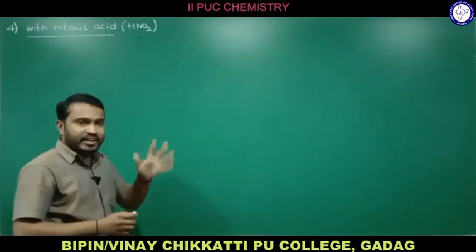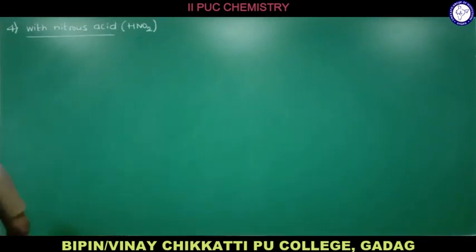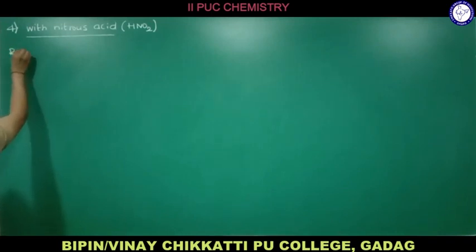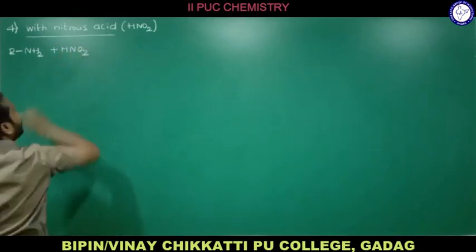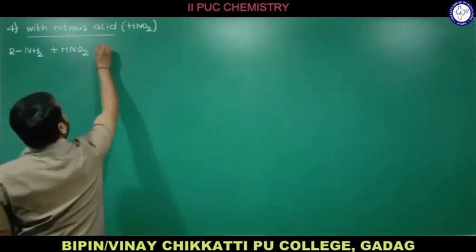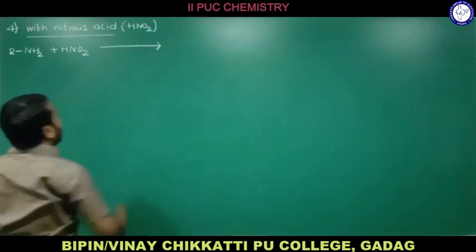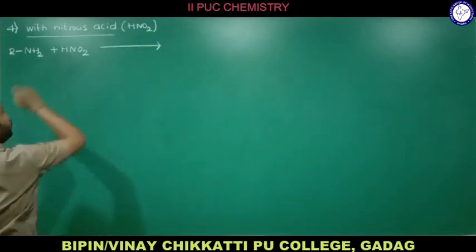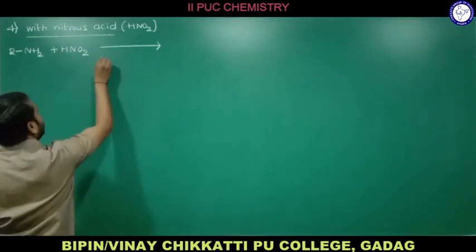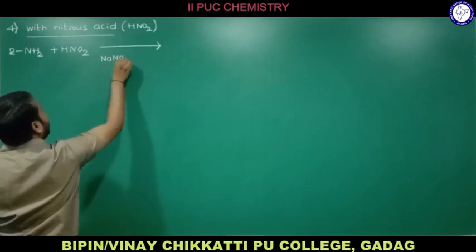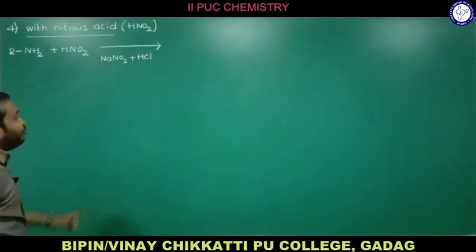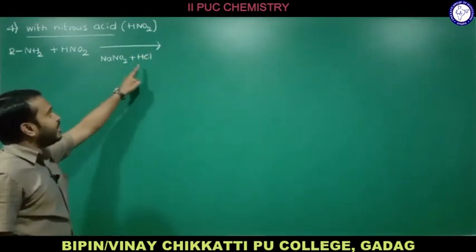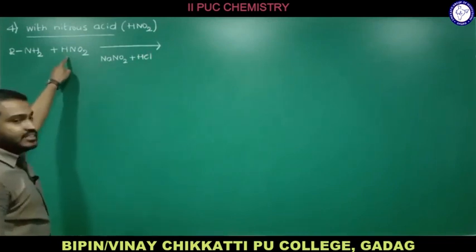First I consider aliphatic amines and later I consider aromatic amines. So here I consider a primary amine, that is RNH2. When it reacts with nitrous acid, that is HNO2, what kind of products am I going to get? Let me write over here. But how is HNO2 or nitrous acid actually produced? You need to remember that by taking sodium nitrite NaNO2 and hydrochloric acid HCl, the mixture produces nitrous acid.